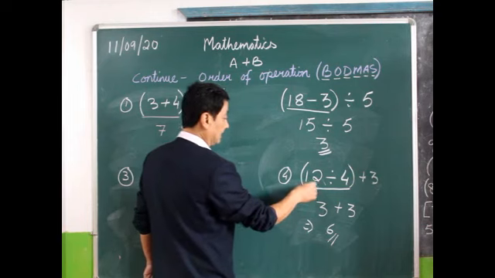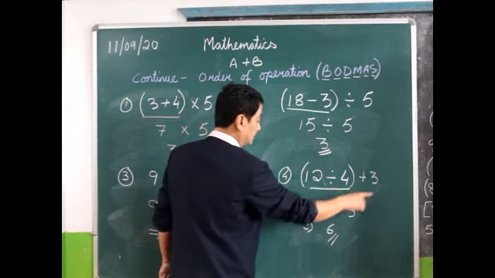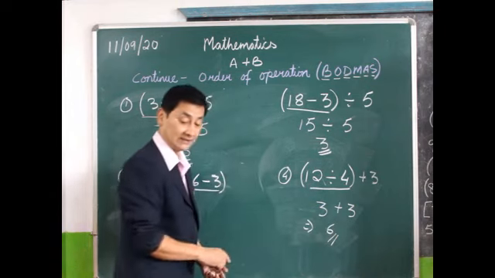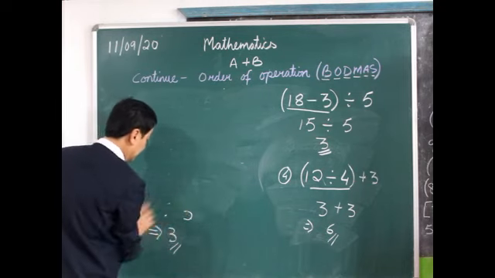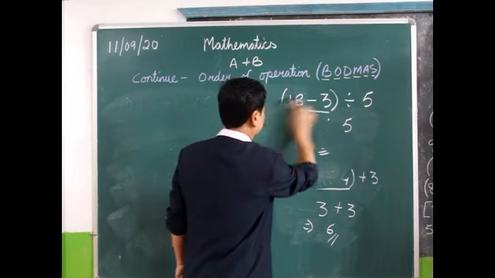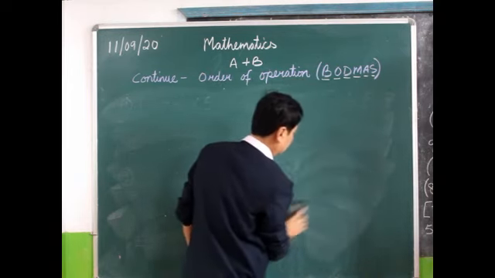Brackets, you underline that, means that you are going to do this sum first. 4 goes in 12, 3 times, plus 3, 3 plus 3, 6. If you follow the rules, dear children, it will be very easy. Now here's some more sums, okay?